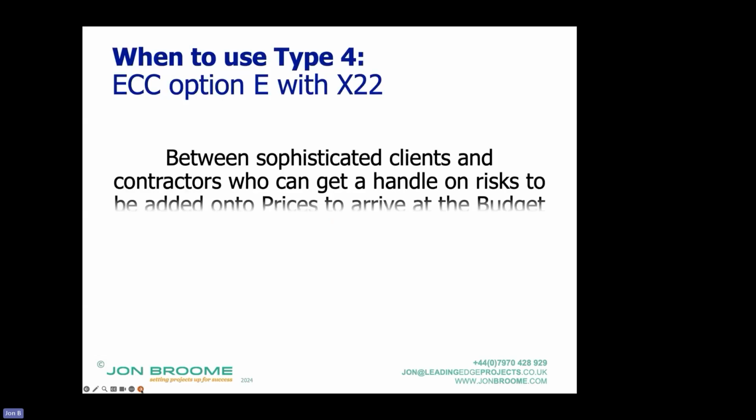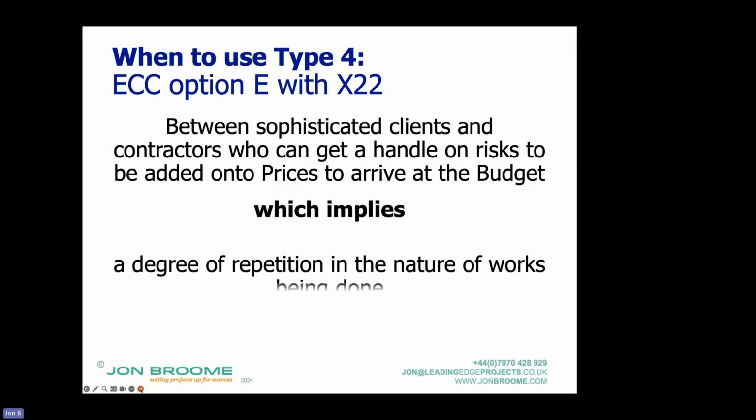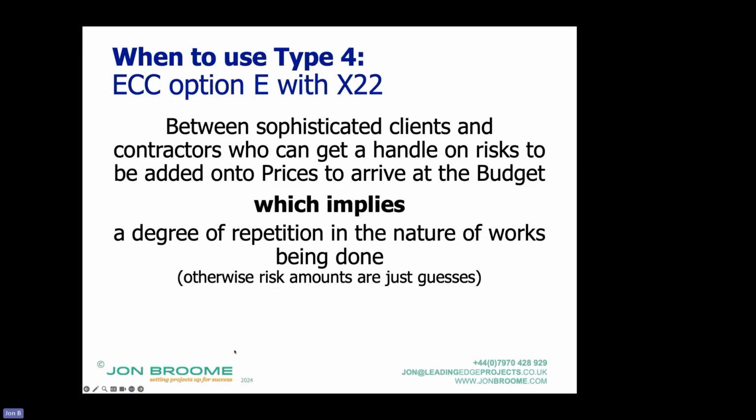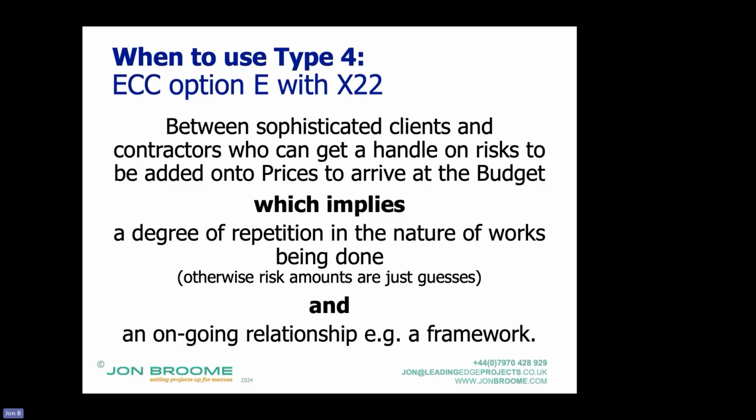When to use type 4: between sophisticated clients and contractors who can get a handle on the risks being added onto the prices to arrive at the budget, what would normally be compensation events or jointly held or joint risks, which implies a degree of repetition in the nature of works being done. Otherwise, the risk amounts are just guesses. And an ongoing relationship, i.e. a framework. And with frameworks, normally there's a degree of repetition.